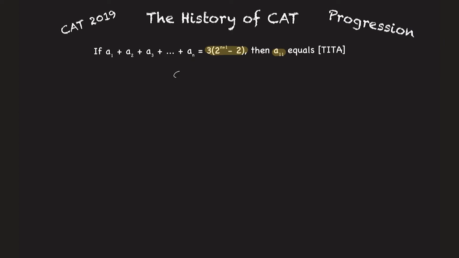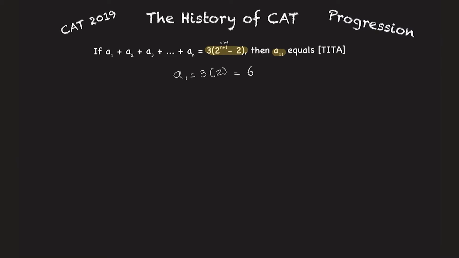If n is equal to 1, then what will happen? This becomes 1 plus 1. So this is 3 into 2 squared, 2 squared is 4, 4 minus 2 is 2, and 3 into 2. So A1 turns out to be 6. That's what I understand from this.